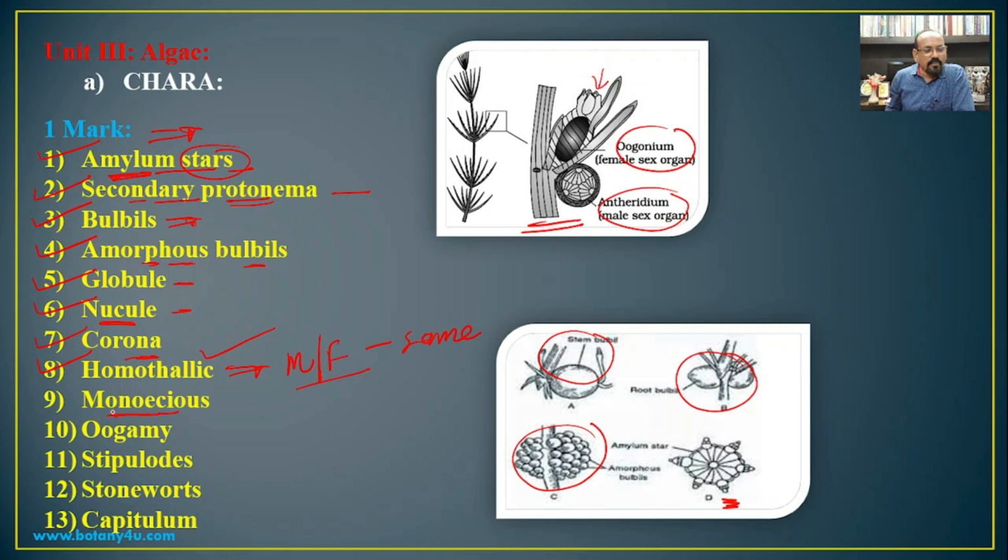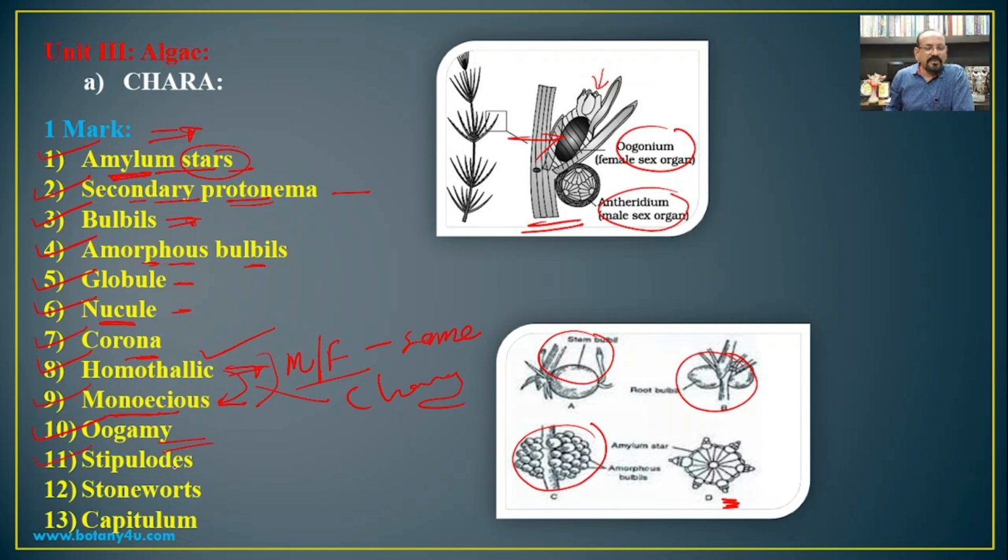Then monoecious. In monoecious, the meaning is the same: when the male and the female sex organs are developed on the same plant, then it is known as the monoecious condition. In homothallic or monoecious, the example is Chara. Then oogamy. In oogamy, there is a development of the oogonia, which is the characteristic feature of Chara, and in oogamy, the female sex organ remains at its place and the male gametes move towards it.